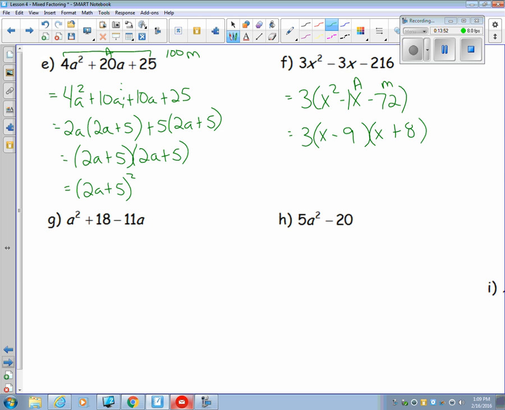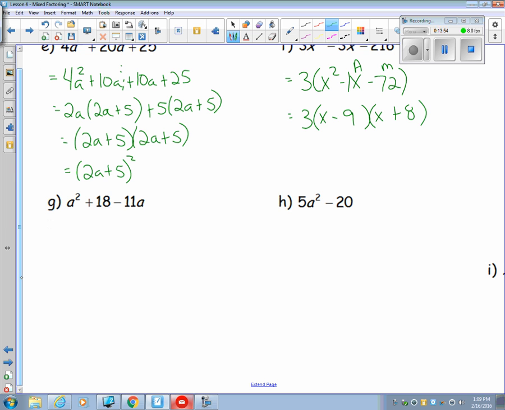Let's look at G. Oh, now here's a trick one. G is not in the right order. We always want our squared term first, followed by the letter term, followed by the number term. If it's not in the right order, you make sure it's in the right order first. Now this looks like a simple one. What adds to 11 and multiplies to 18? Numbers that do that are minus 9 and minus 2. I can't go further because I have no even exponents.